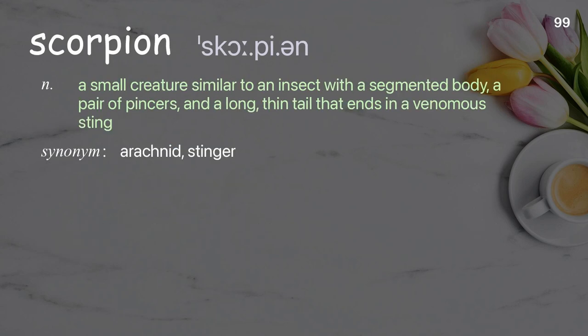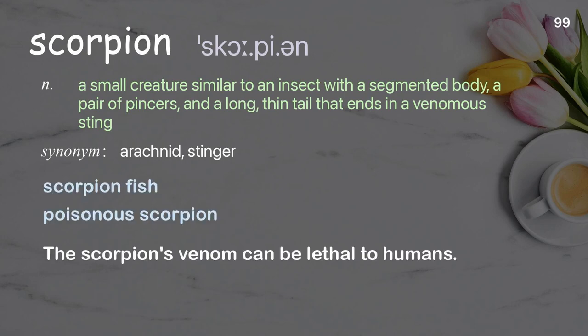Scorpion. A small creature similar to an insect with a segmented body, a pair of pincers, and a long, thin tail that ends in a venomous sting. Examples: scorpion fish, poisonous scorpion. The scorpion's venom can be lethal to humans.